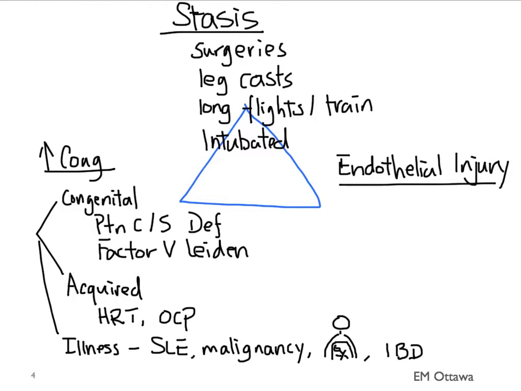What about for endothelial injury? That includes central venous catheters and surgery. These are the reasons patients are more predisposed to getting DVT and PE, and therefore on history you want to elicit these risk factors. Now let's go in to see how patients present.